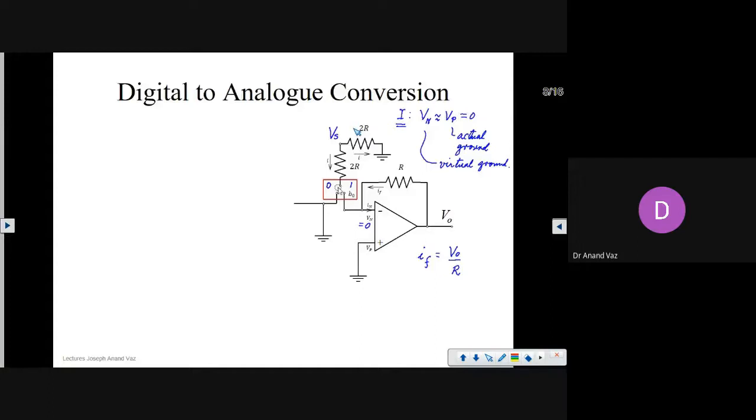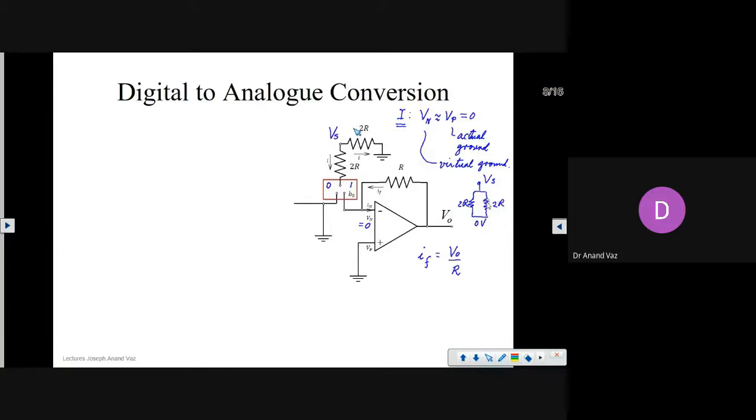So you have a case where one end is connected to Vs here, and you have these two resistors. One is 2R, the other is also 2R. So both these ends, one is connected to the direct ground, the other end is connected to the virtual ground. So this is at 0 volts.